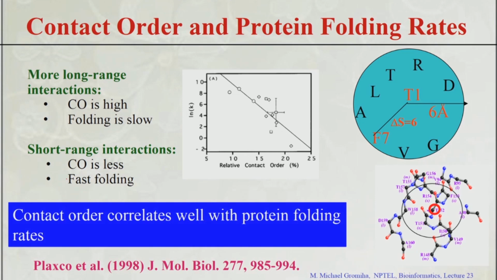For example, if there are more short range or medium range interactions compared with the long range contacts, then you can see the contact order is less, because delta Sij is less. In this case it can fold faster. Okay, now I show this figure.